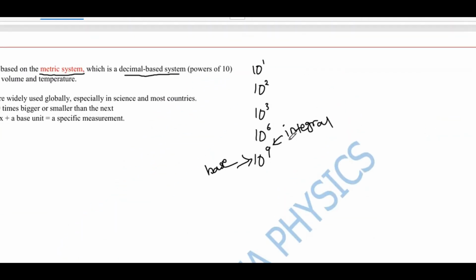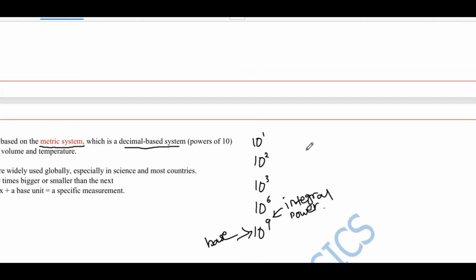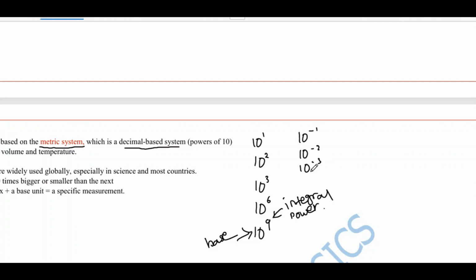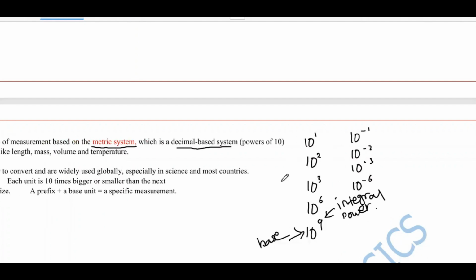This is an integral power of 10, meaning an integer. Of course, we can have even the negative powers. For example, 10 raised to power negative 1, 10 raised to power negative 2, 10 raised to power negative 3, 10 raised to power negative 6, and so on.